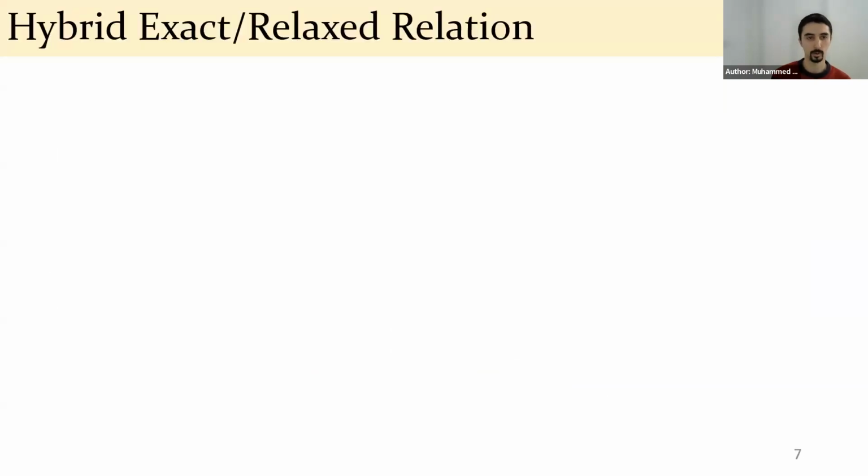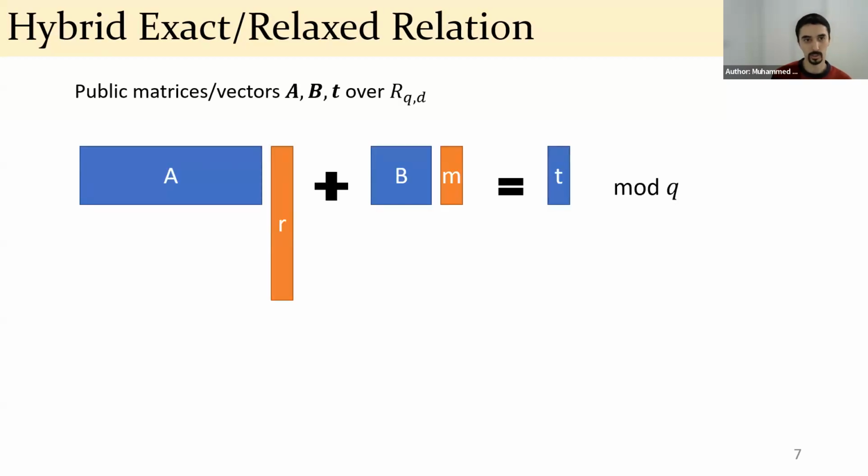So we said that we wanted to combine exact and relaxed proofs. So we are going to tweak the relation that we had before, A times S is equal to T, and we are going to split the S into two parts. We again have public matrices A and B, and a public vector T, and this is over some polynomial ring RQD, as I defined before. And if you set D equal to 1, then this would just be over ZQ.